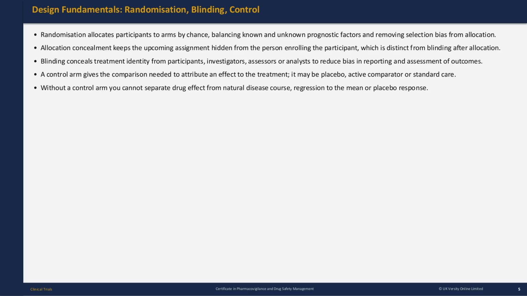Blinding conceals treatment identity from participants, investigators, assessors, or analysts to reduce bias in reporting and assessment of outcomes. A control arm gives the comparison needed to attribute an effect to the treatment. It may be placebo, active comparator, or standard care.